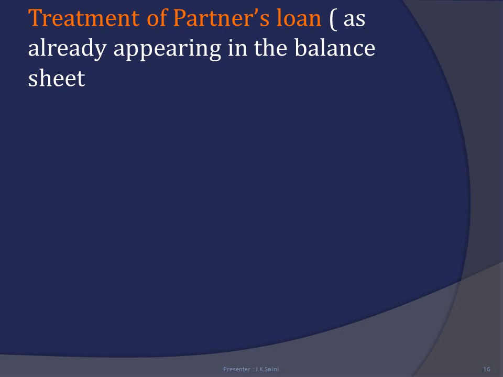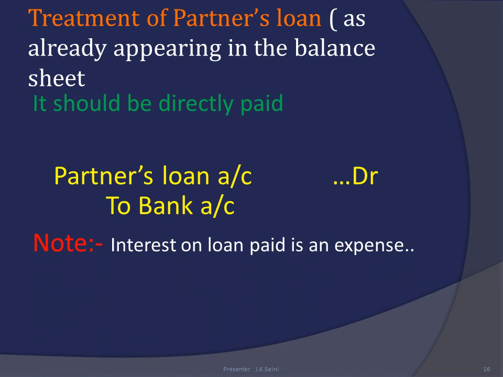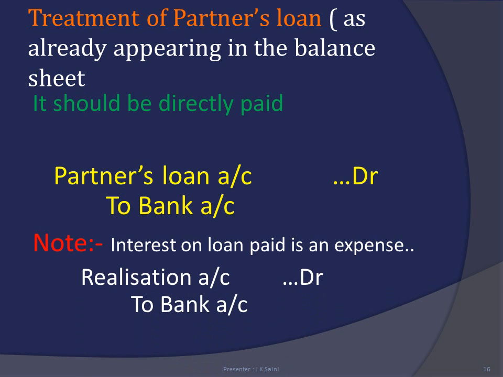Treatment of partner's loan as already appearing in the balance sheet. In case a partner has lent money to the firm, it is to be directly paid, and the entry for this is partner's loan account debit to bank. Note that if interest on loan is to be paid, it is an expense for the business, and the entry for interest on loan is realization account debit to bank account.